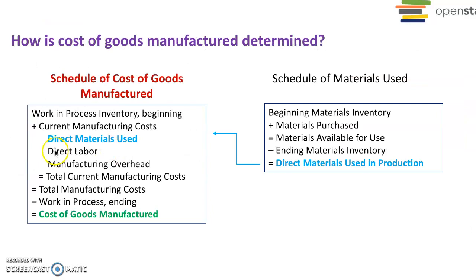Now, once you add the direct material used and direct labor used during the period to manufacturing overhead used, you have the total current period manufacturing cost. If we add it to the beginning work in process and reduce that amount by ending work in process, the result is cost of goods manufactured. And look at this section of the slide that tells you how to arrive at direct material used in the production.